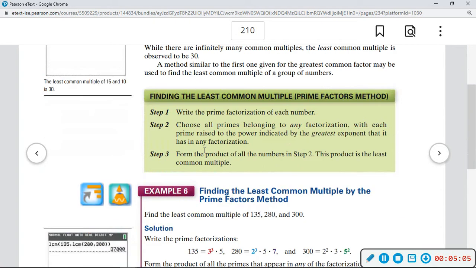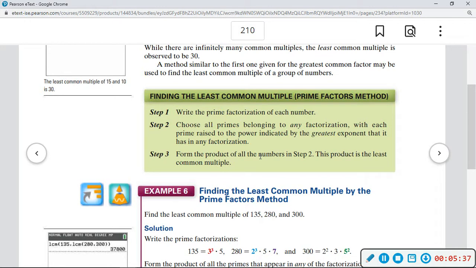So here is the definition. Write it in prime factorization. And this is the first method I learned, because you use the prime factors when you find the greatest common factor and when you find the least common multiple. You write the prime factorization. You're going to choose all the primes, so every number that shows up, and you're going to raise it to the power with the greatest exponent. So you compare them all and use the greatest exponent of the ones that repeat. From this product, that will give you the least common multiple.